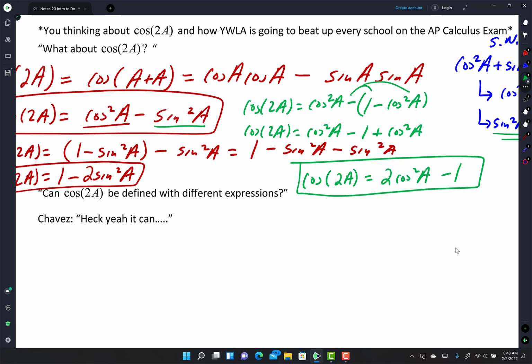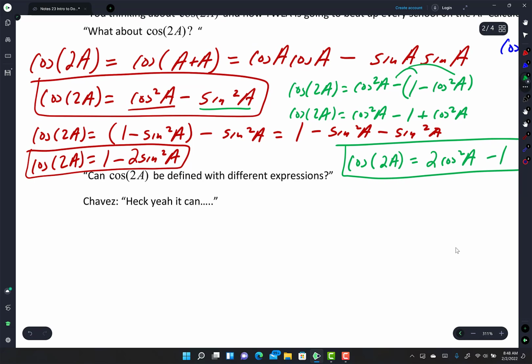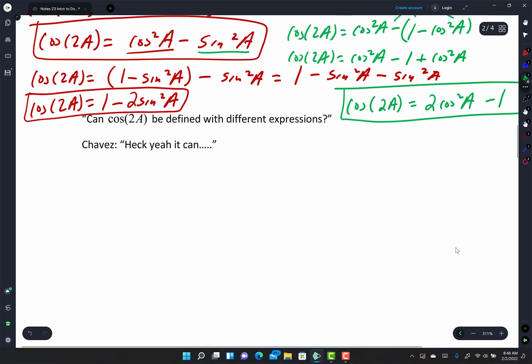Oh. This is going to be funny. You guys are going to laugh. I don't know, maybe not. You see, I typed these notes out. I can't believe my short-term memory is that bad. You see where it says, can cosine 2a be defined with different expressions? I was supposed to, right? Mr. Chavez, can you pause first period attendance? Yes, ma'am, I will. Thank you, sir. I was supposed to do all these notes down there. Heck yeah, I can. All right, no worry. We'll make it look genius.